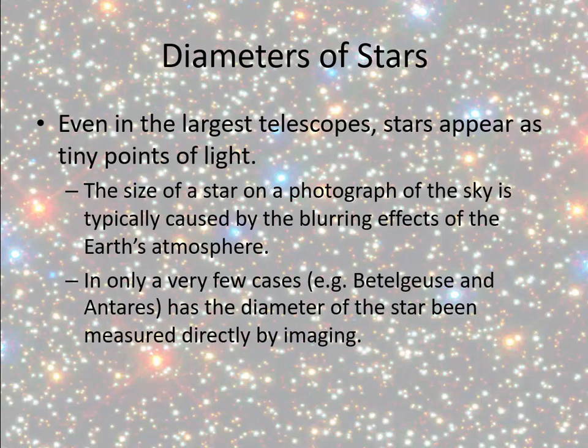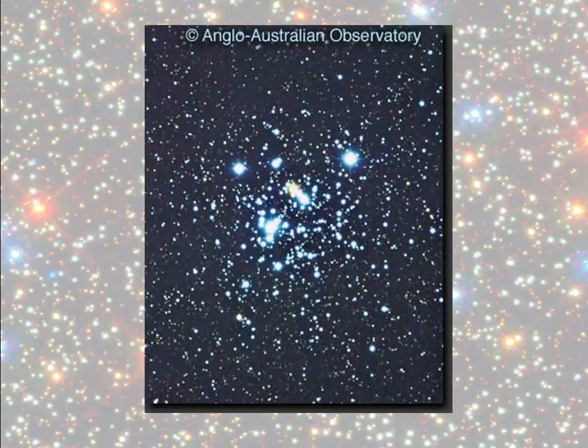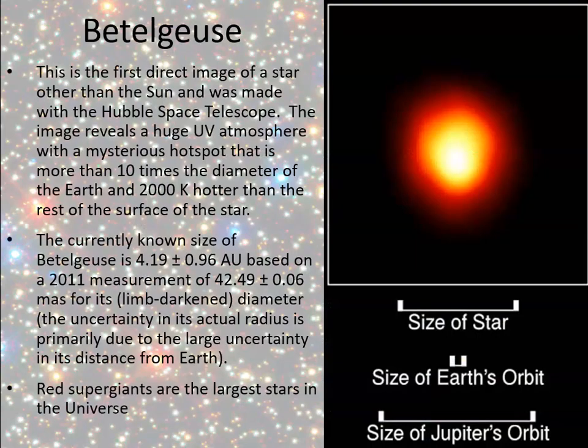So even in the largest telescopes, the vast majority of stars out there still appear just as tiny points of light. In fact, in the Hubble Space Telescope, which isn't going to have the atmospheric blurring, the diameter of a star is simply going to be given by the diffraction limited diameter, depending on whatever wavelength is being observed for that star. But there are a few cases where we can determine a star's diameter directly by imaging. The biggest stars out there, in other words.